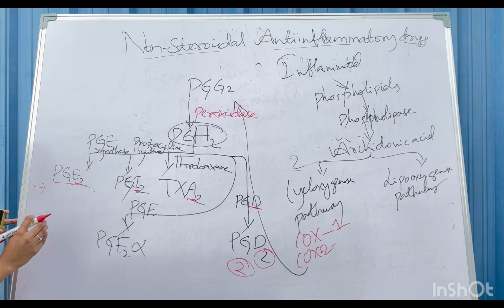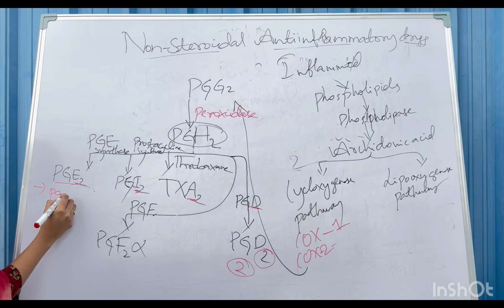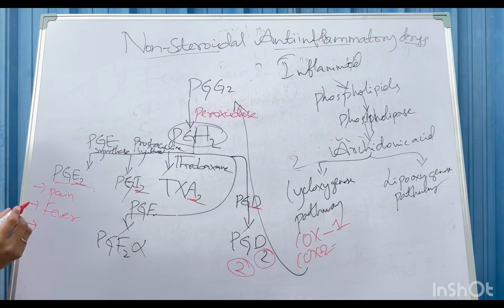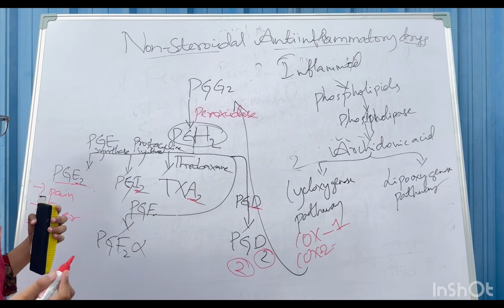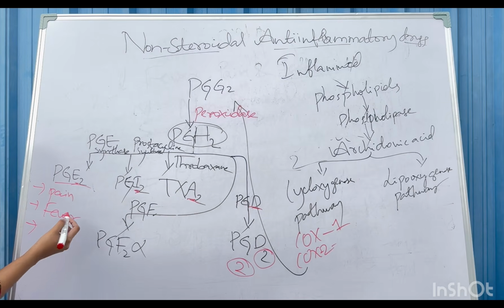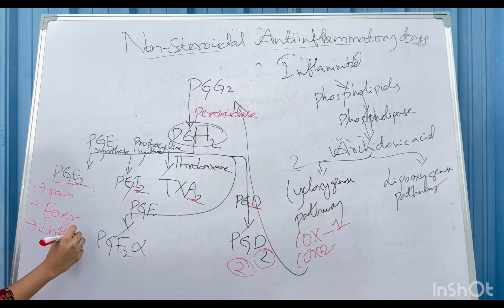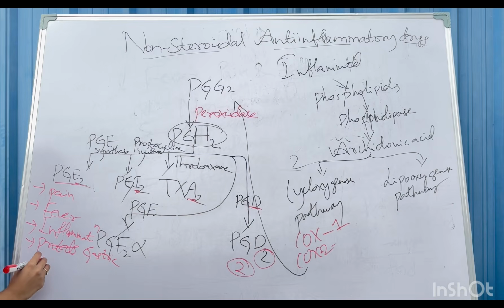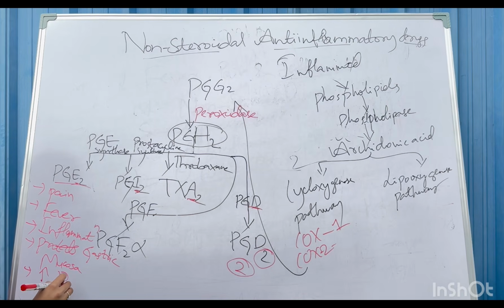Okay, PGE₂. PGE₂ produces pain and fever, and when the tissue is inflamed, it leads to the production of pain, fever, and also inflammation. Inflammation is the main one here. It also protects the gastric mucosa, and it increases the renal blood flow.